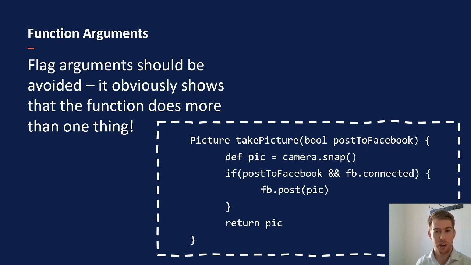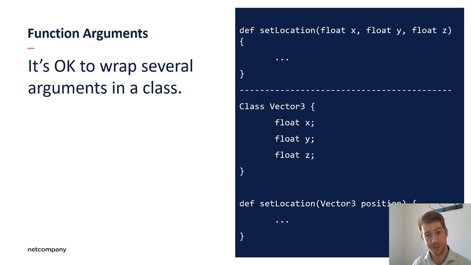Flag arguments, okay, these are Boolean arguments. They should be avoided because it obviously shows that the function is doing more than one thing, right? If I have a Boolean called post to Facebook, it kind of shows me that this function will either post to Facebook or not. That's 2 things, and a function should only have one purpose, okay? So if you have those, consider moving that into 2 separate functions, definitely.